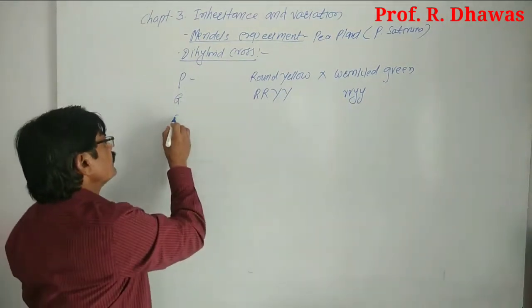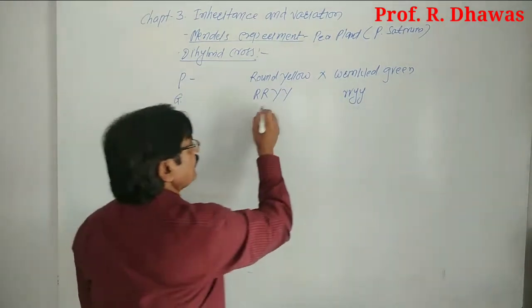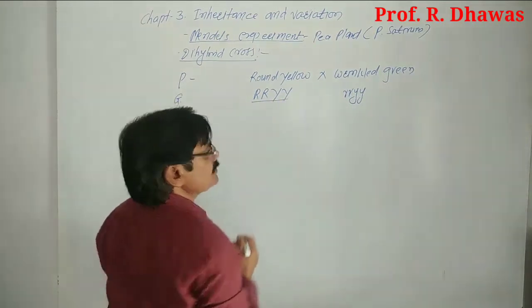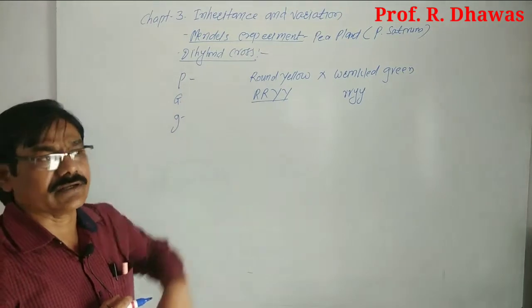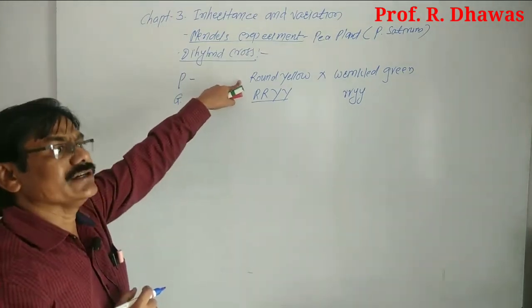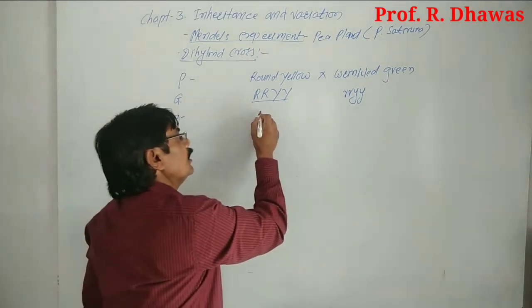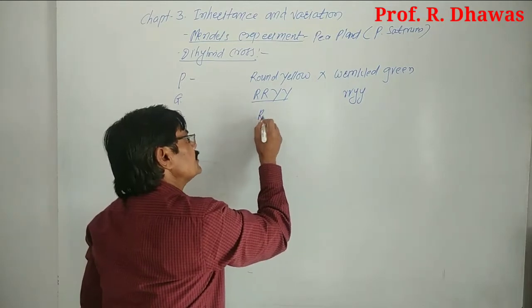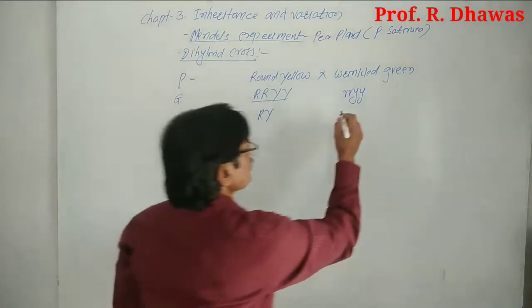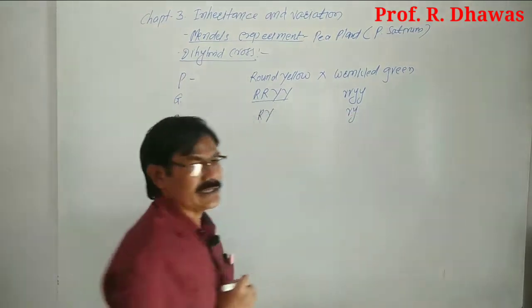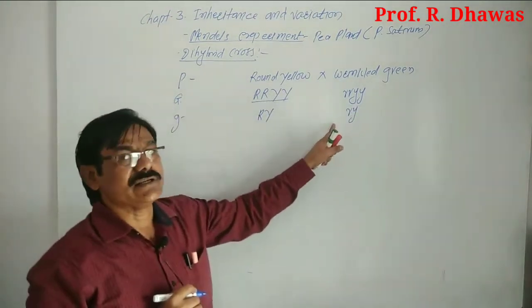Now, what gametes are produced from this? As this is a dihybrid, meaning we consider two pairs of contrasting characters, and the plant is homozygous, a pure plant that produces the same type of gamete, that is capital R and capital Y. Here also there are small r and small y. Such types of pure gametes.